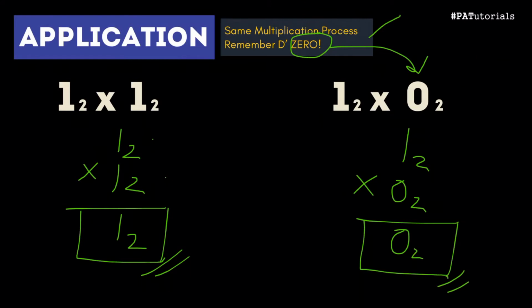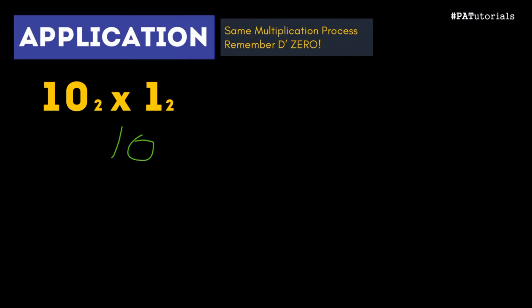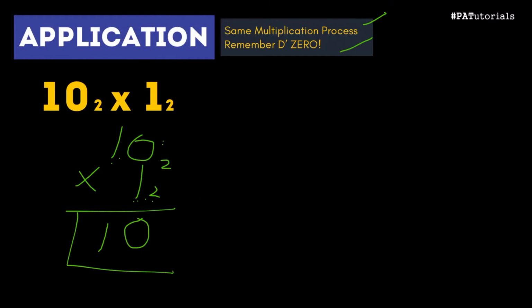Okay? Next item would be this one, 1 0 times 1. So, in here guys, ang gagawin lang natin is same multiplication process. Ibig sabihin, mag-start tayo dito, papunta dito, dito, papunta dito, at i-remember natin 0. So, 1 times 0, since naka-encounter tayo ng 0, automatic ang ating sagot would be 0. Tapos, 1 times 1, automatic that would be 1, at ang ating sagot would be 1 0 base 2.